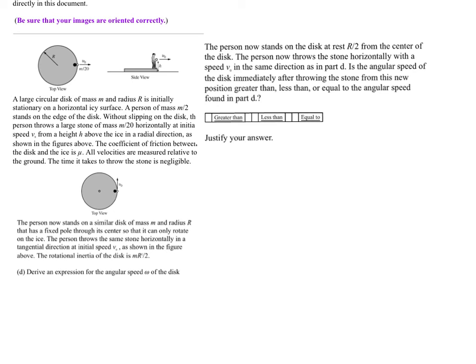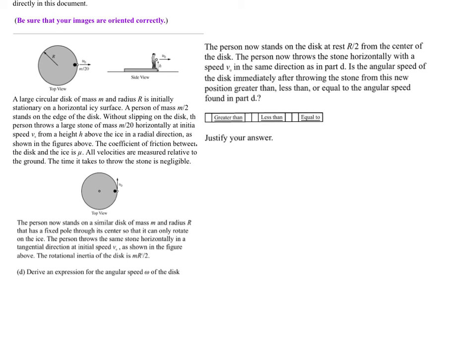Well, let's see. Throwing this at half the radius means that the initial angular momentum given to the stone is half as large, which means the initial angular momentum given to the disk plus person is also half as large. So that would seem to imply that we get half the angular momentum, and therefore half the angular velocity. But we need to be careful because the person is also closer in, so the rotational inertia of the disk is also less. So which of those effects wins out?